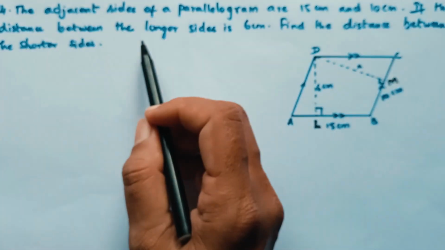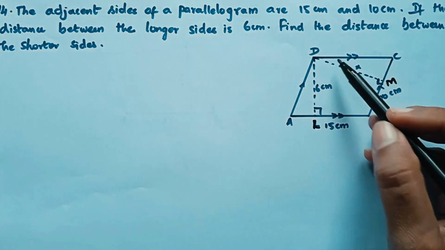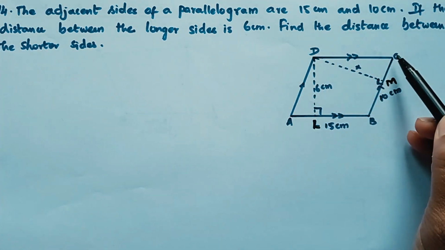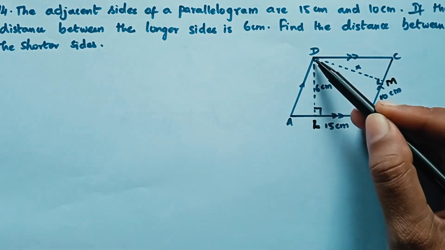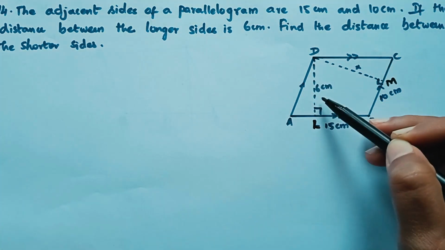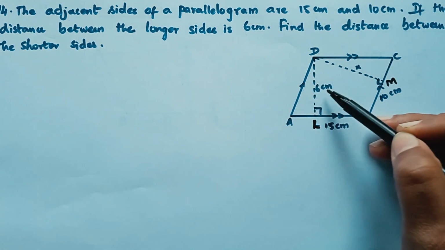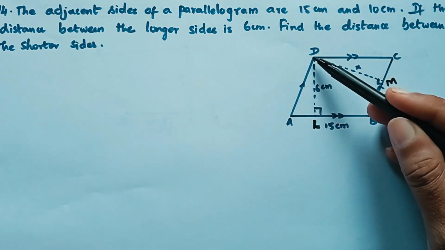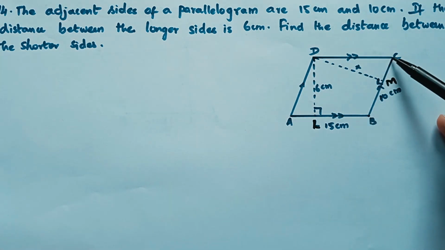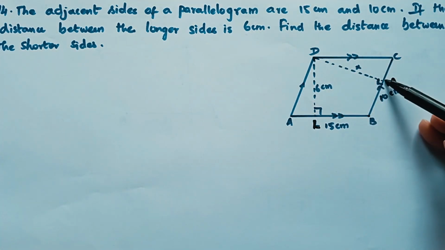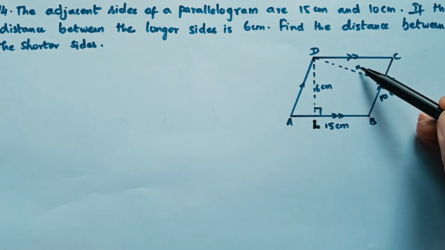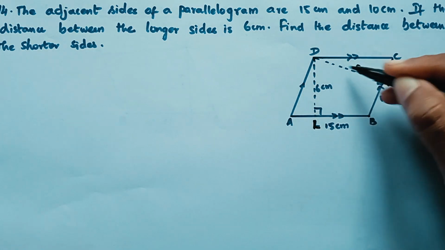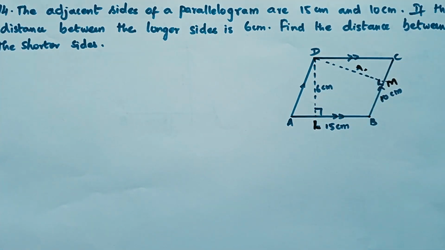If the distance between the longer sides is 6 cm. So in this parallelogram, AB and DC are the longer sides. The distance between the longer sides is this DL, which they have given as 6 cm. We need to find the distance between the shorter sides. Here the shorter sides are AD and BC. So the distance between the shorter sides is DM. This height we need to find. We need to find the length of DM.